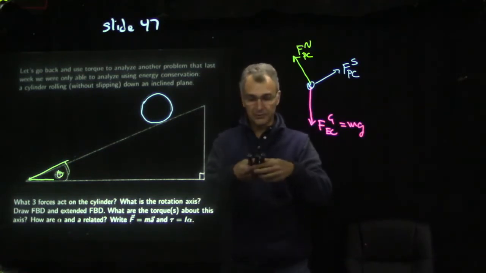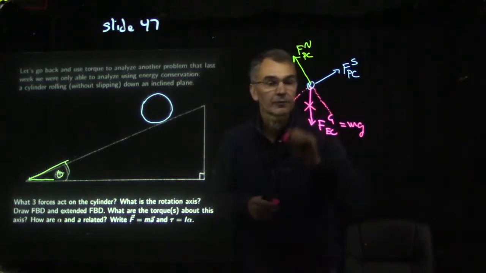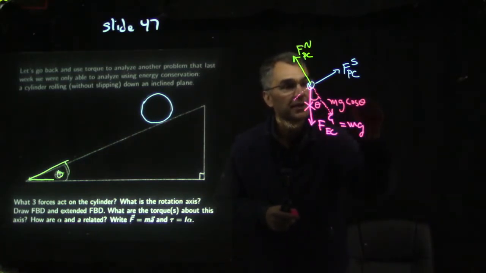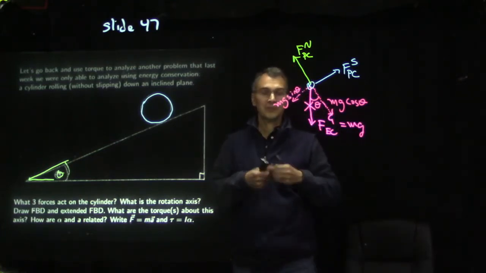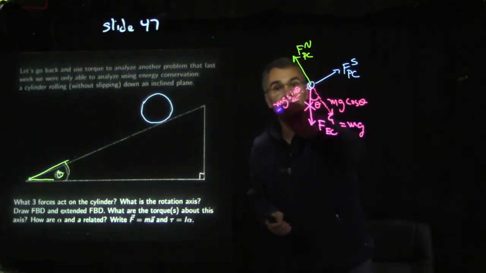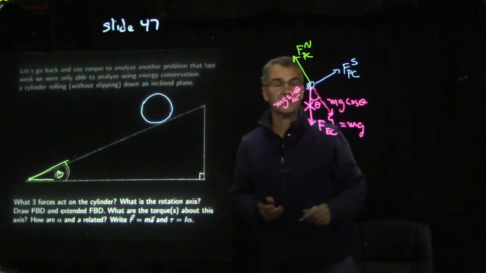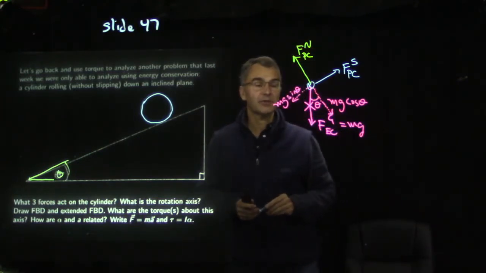So let's decompose gravity and figure out how big the downhill component of gravity is. We'll cross off the gravity arrow. This angle is theta. This is mg cosine theta. This is mg sine theta. We could draw the triangles, but this is familiar. We know the downhill component of gravity is mg sine theta, and the perpendicular component of gravity that balances the normal force is mg cosine theta. That's familiar from previous examples, so we won't take the time to draw the triangles this time.